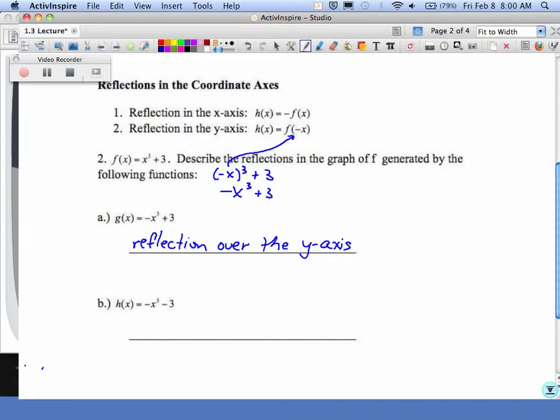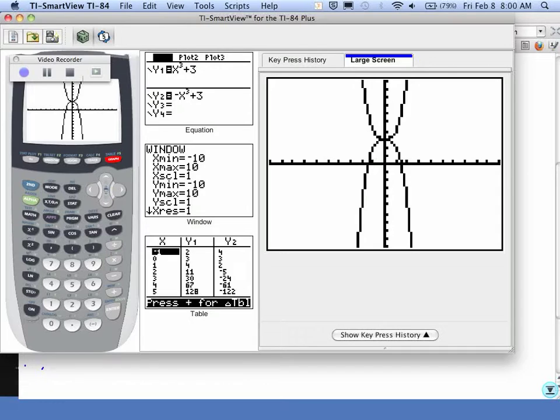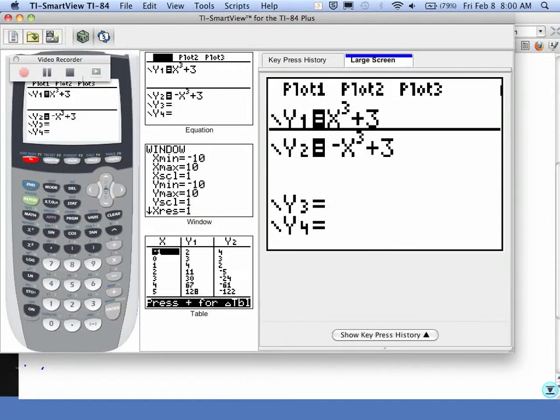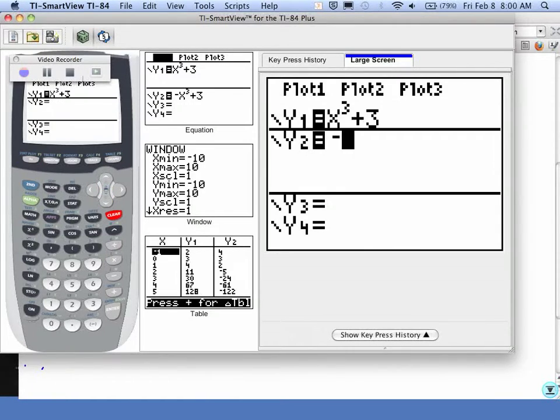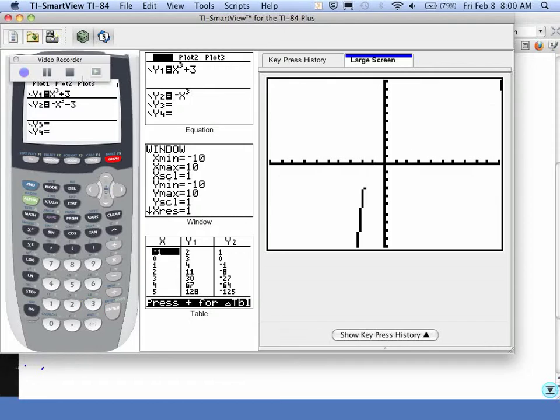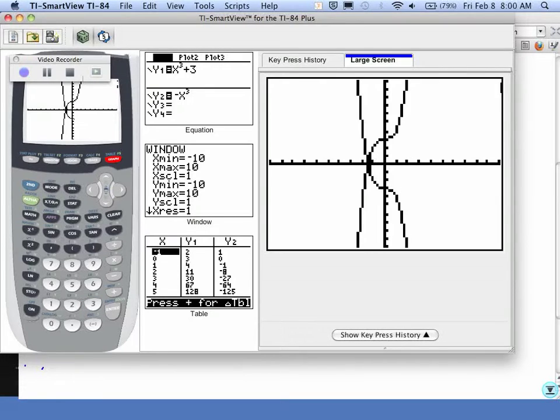So I can already figure out what's happening on this one, but now it's negative x being cubed minus 3. So where did this one reflect? You would be able to take the top half of your graph, fold on the x-axis, and it will land on top down here. So this is a reflection.